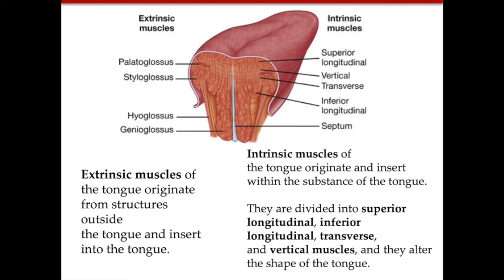The extrinsic all have the word glossus, which stands for tongue. And so palatoglossus, styloglossus, hyoglossus, genioglossus. The point here, I'll show you a picture to indicate all these muscles, but the point is not for you to know where their origin is, their insertion is, even their movement. It's just to identify that if someone talks about the palatoglossus, you know that this is an extrinsic muscle of the tongue.